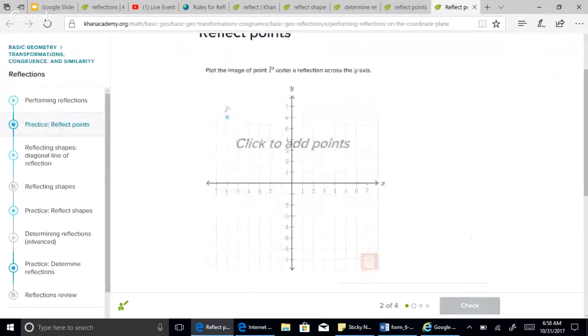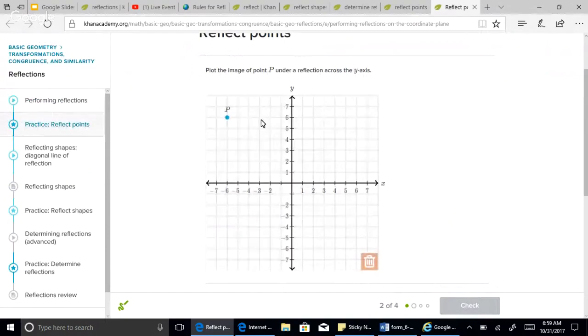Plot the image of point P under reflection across the y-axis. So here, because we want to reflect it, it's almost as if we could take this coordinate grid and fold it in half on the y-axis and poke a hole through where this is. Where would it be on the other side over here? What we're going to do is look that it's on negative 6 on the x-axis. It's going to stay on the same number on the y-axis, but it's going to move to the 6 over here.